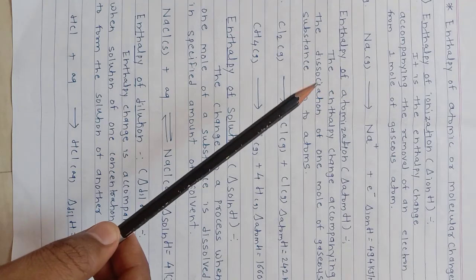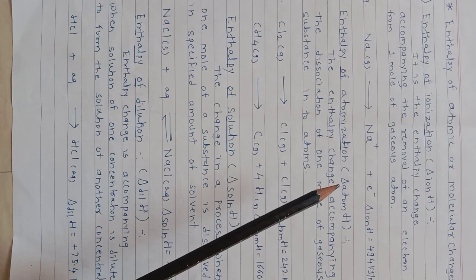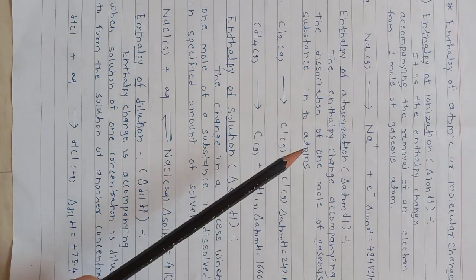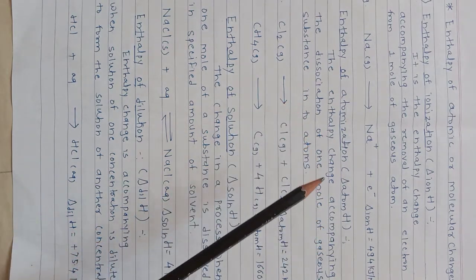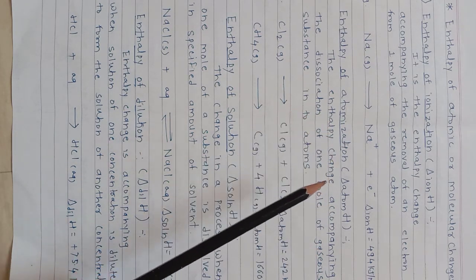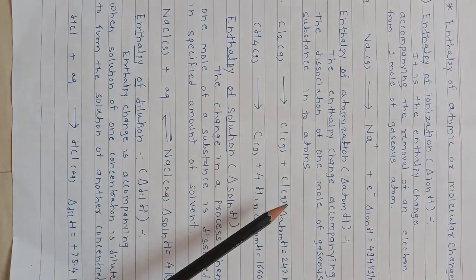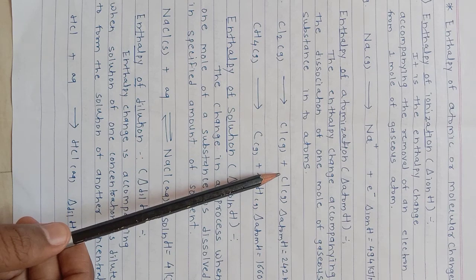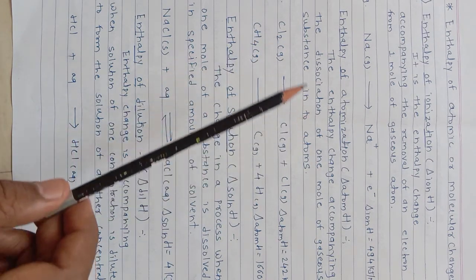Number two, enthalpy of atomization, represented by delta atom H. Atomization means the molecules get separated into the atoms. The enthalpy change is accompanied by the dissociation of one mole of gaseous substance into atoms. That is dissociation and association. Dissociation means this Cl2 gets separated. Association means the Cl atoms come together to form Cl2.